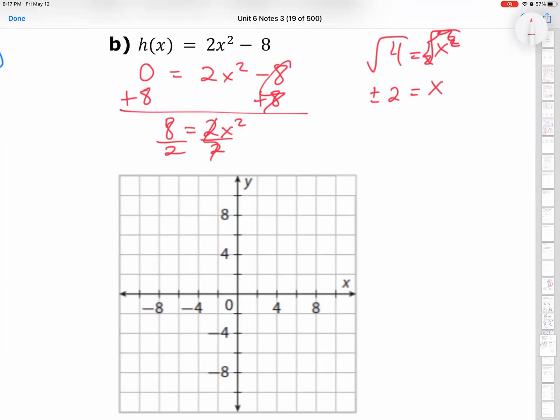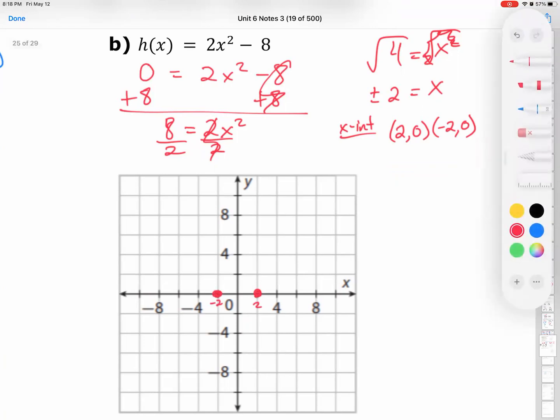So then for our x-intercepts, we have (2, 0) and (-2, 0). Now we'll go ahead and plot those values. So (2, 0) would be located right there. (-2, 0) would be located right there. Again, the y-intercept, always awesome to find.